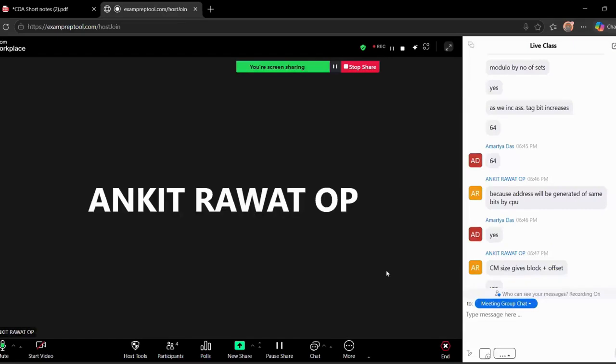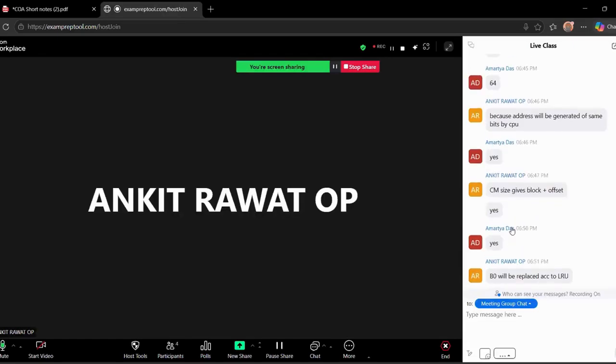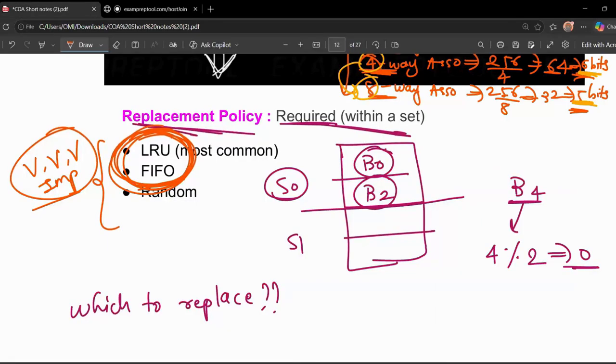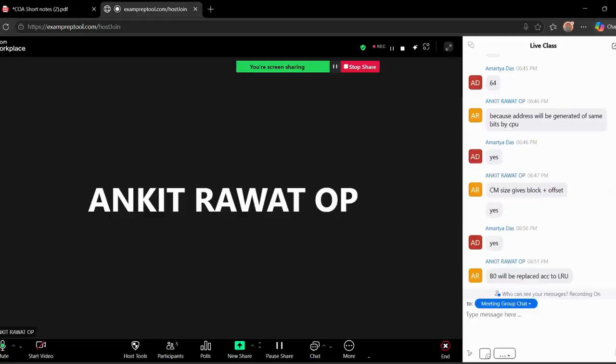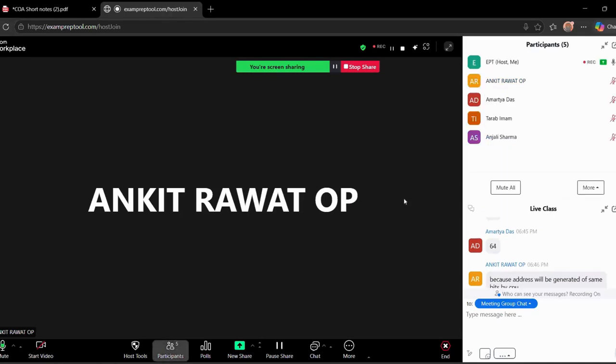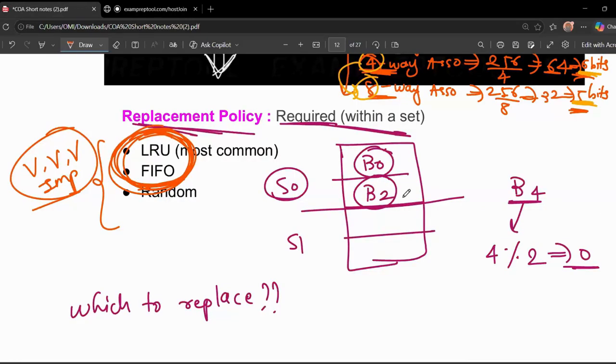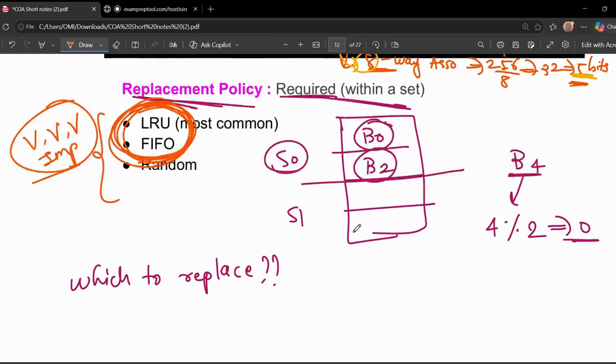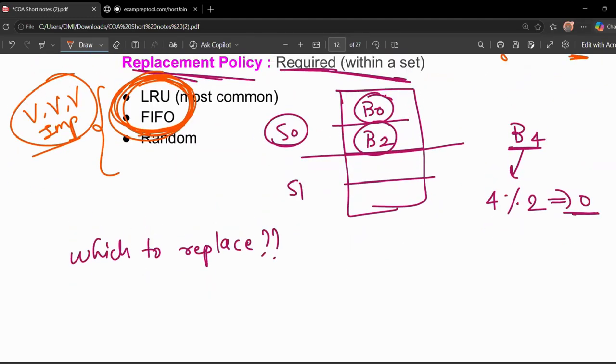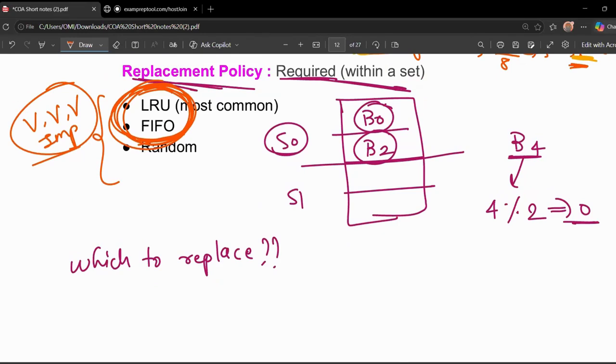In GATE, if you look into GATE PYQs, the questions have come only from LRU and FIFO. And if they want to invent their own policy, assume that in GATE 2027 a new policy is introduced, they will mention each and every necessary detail in the question, so you don't have to worry. Now, FIFO and LRU.